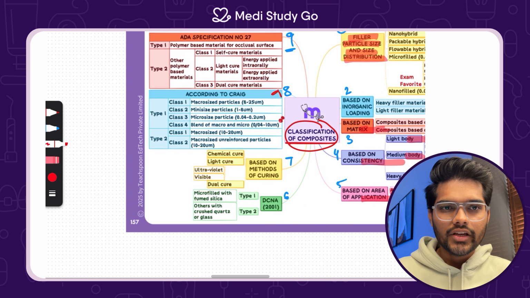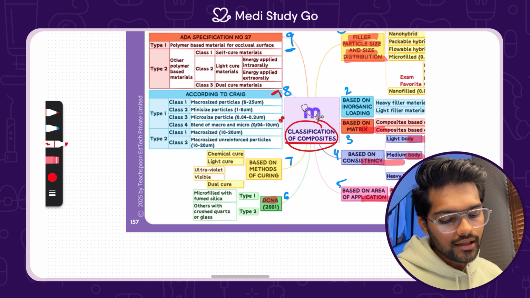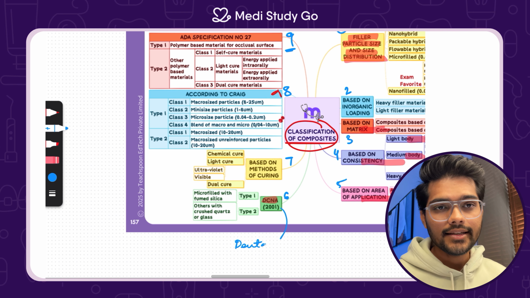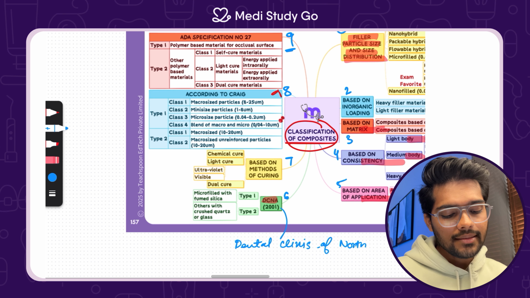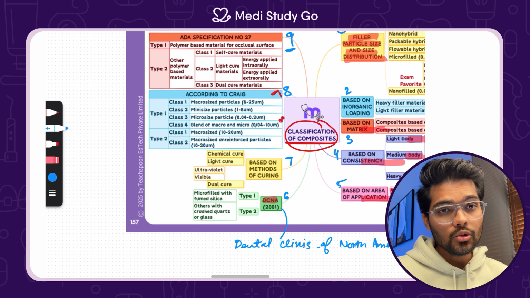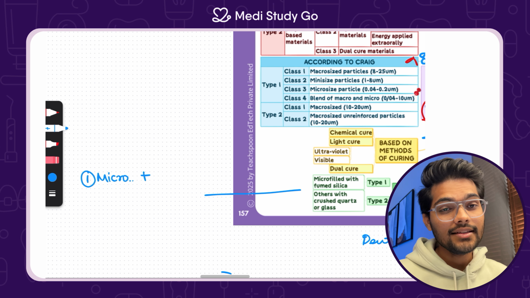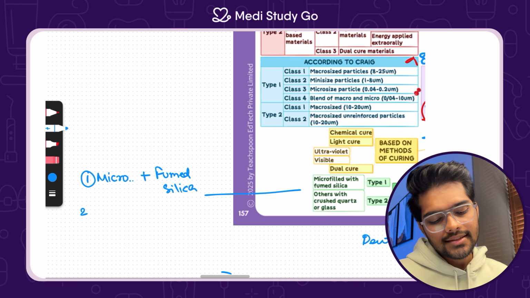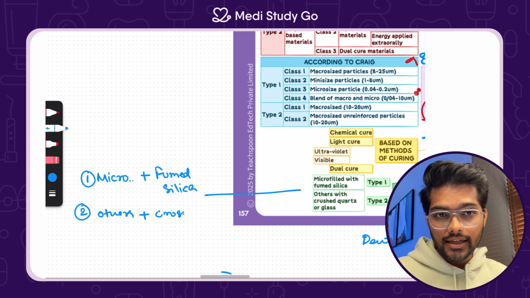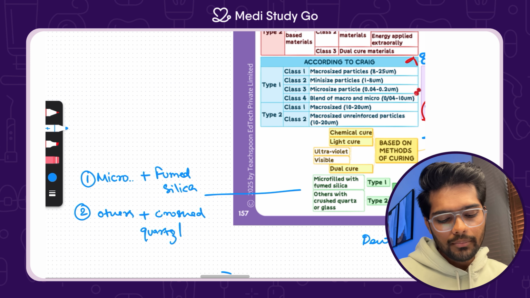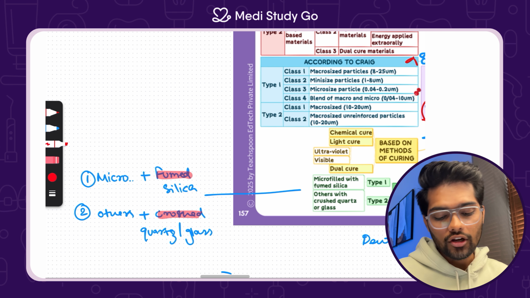The sixth classification was given by DCNA, which stands for Dental Clinics of North America. And they broadly classified composites into 2 types, type 1 and type 2. Type 1 consists of the microfilled with fumed silica, whereas type 2 consists of others with crushed quartz or silica. So the major difference is either it's fumed or crushed.